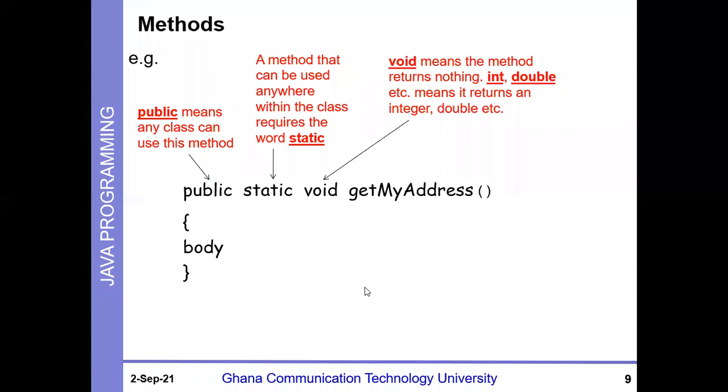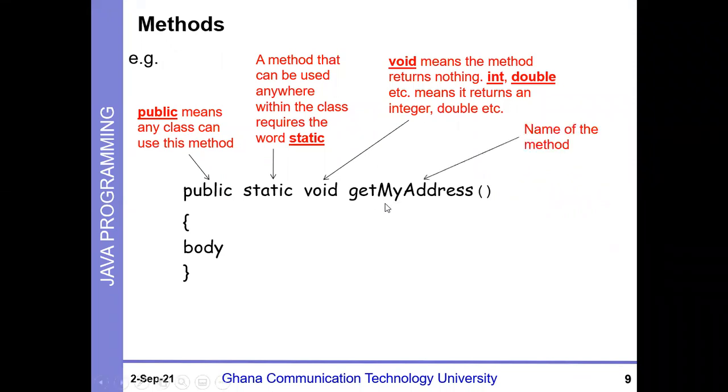The word void means this method will not return anything. It's just like the mowing the lawn example I gave. So mow the lawn, that's all. I don't expect you back. Once you go and mow the lawn, that's fine. But if I say cook, I'm sitting down and waiting for food to be brought. So when you say void, it means it doesn't return anything. If I replace this void with int or double or character or whatever, then it means this method, once it runs, is going to return something.